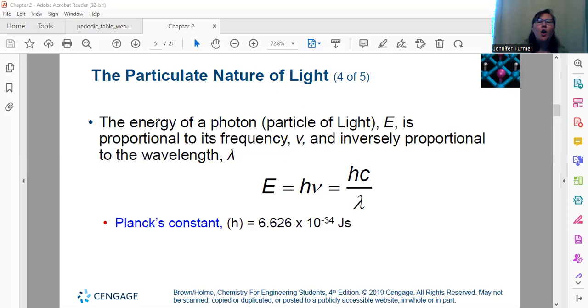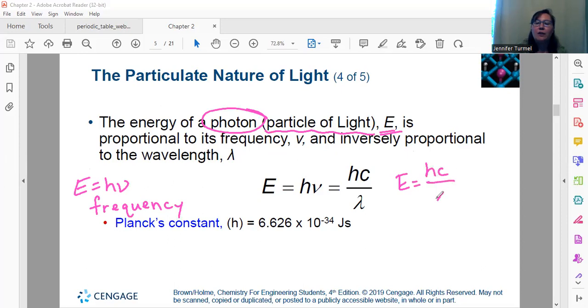In here, we say that our particle of light, or our photon, has an energy value that is associated with its frequency. You'll notice here that you have two equations. You have E is equal to h nu, and you're going to use that one if you're given a value for frequency. And then you also have E is equal to hc over lambda, and you're going to use this equation if you have a value for wavelength.